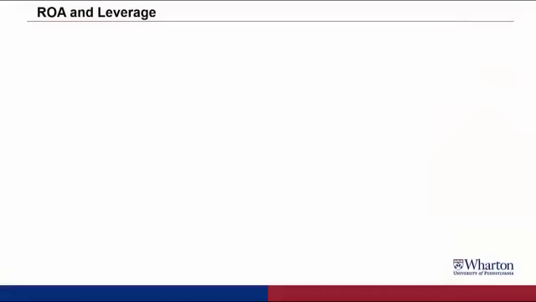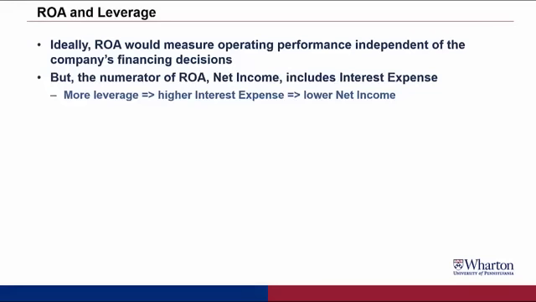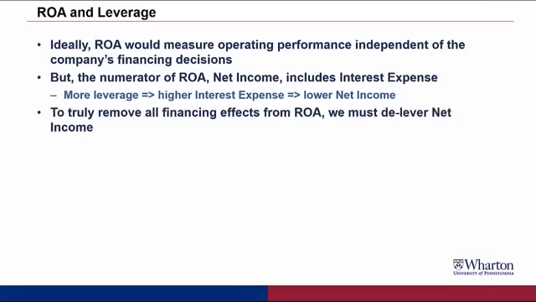So let's look at how leverage affects return on assets. Ideally, return on assets would measure operating performance independent of any of the company's financing decisions. The problem is that the numerator of ROA, net income, includes interest expense, which means that the more leverage a company took on, the higher its interest expense would be, and the lower its net income. So to remove all the financing effects from ROA, we have to de-lever net income.